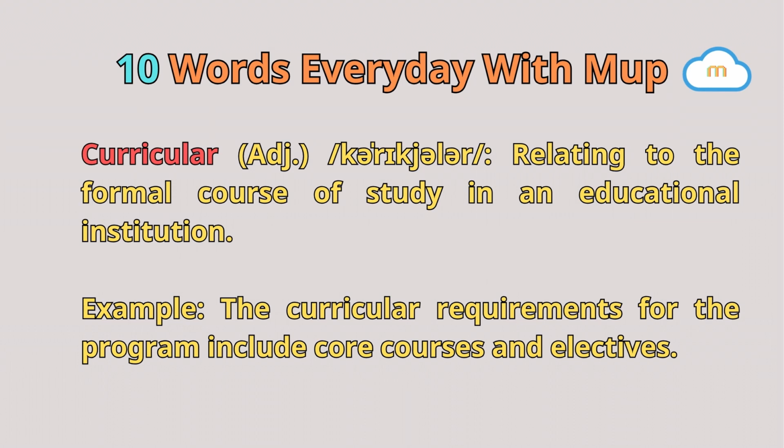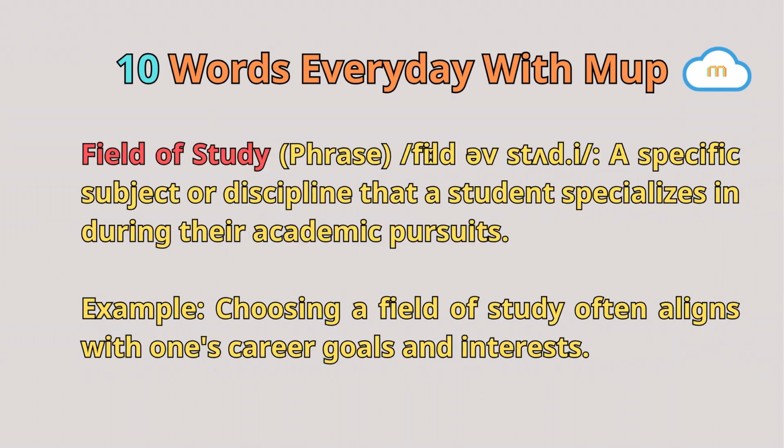Curricular. Definition: relating to the formal course of study in an educational institution. Example: the curricular requirements for the program include core courses and electives. Field of study. Definition: a specific subject or discipline that a student specializes in during their academic pursuits. Example: choosing a field of study often aligns with one's career goals and interests.